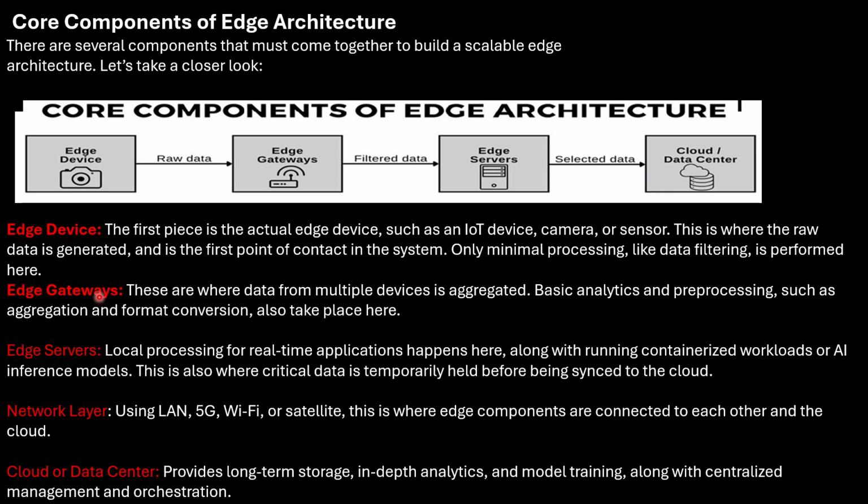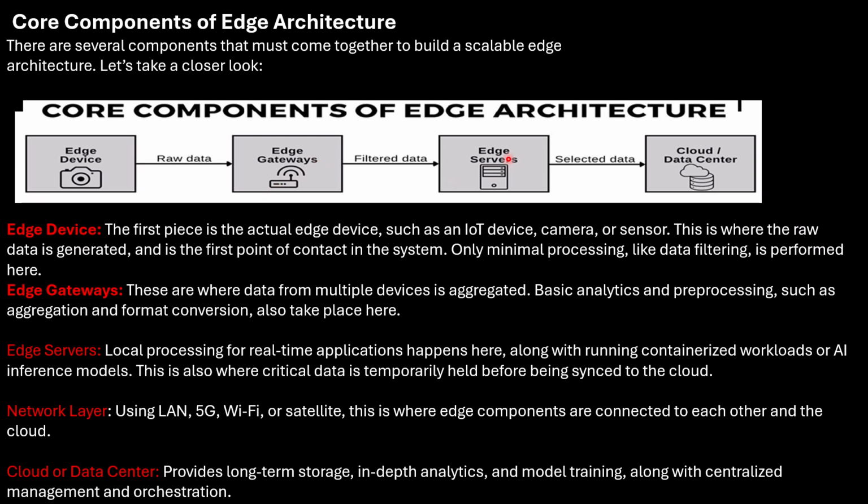Edge gateway, this one. These are where data from multiple devices is aggregated. Basic analytics and pre-processing such as aggregation and format conversion also take place here.